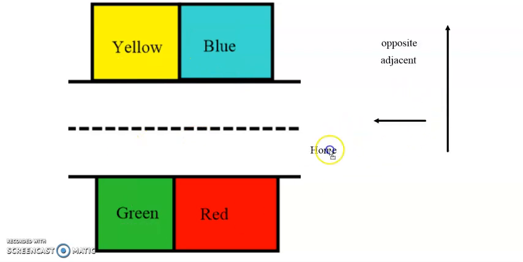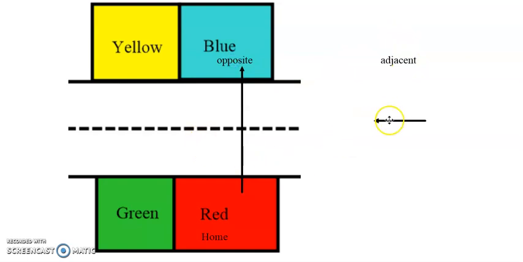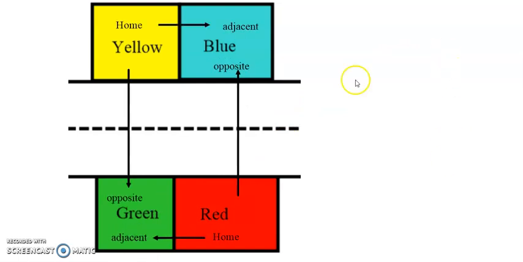If your home was over here, then that neighbor will be opposite from you, and this neighbor will be adjacent from you. Relative to your position, a place can be adjacent or opposite. If your position is here, that place is opposite, this place is adjacent. But if you're there, that place is adjacent, this one is opposite. So relative to your position will determine what will be opposite or what will be adjacent.